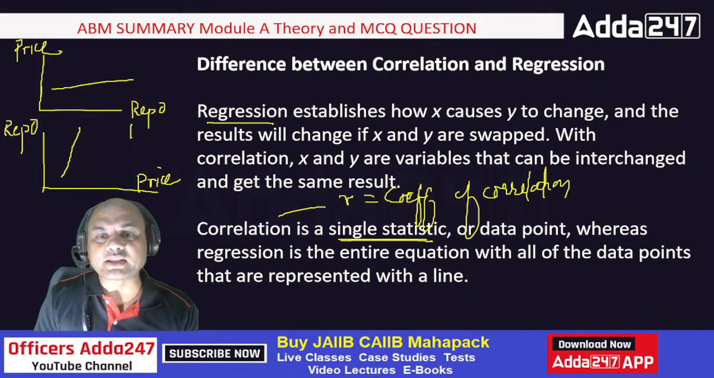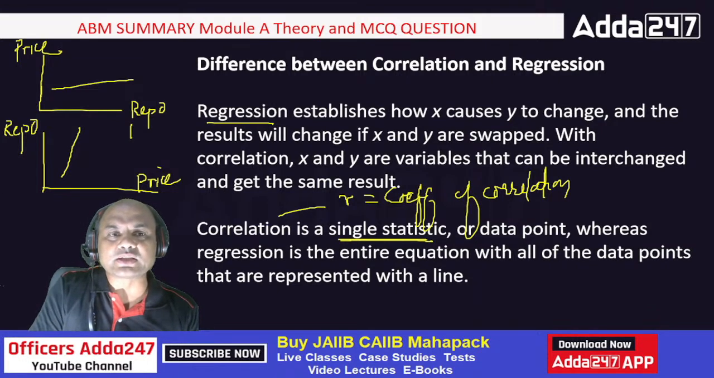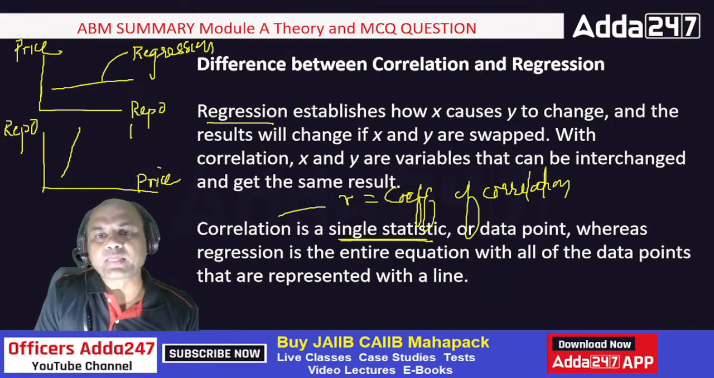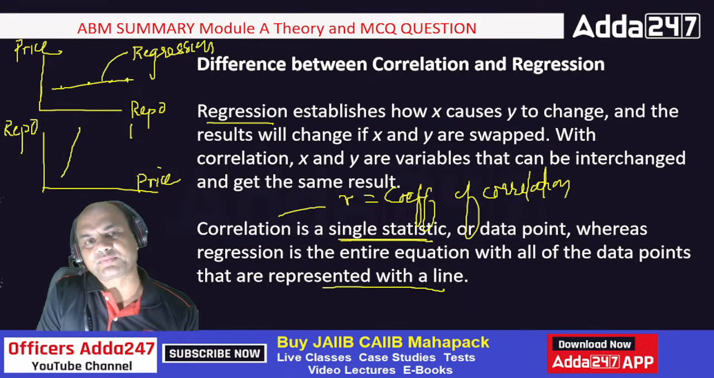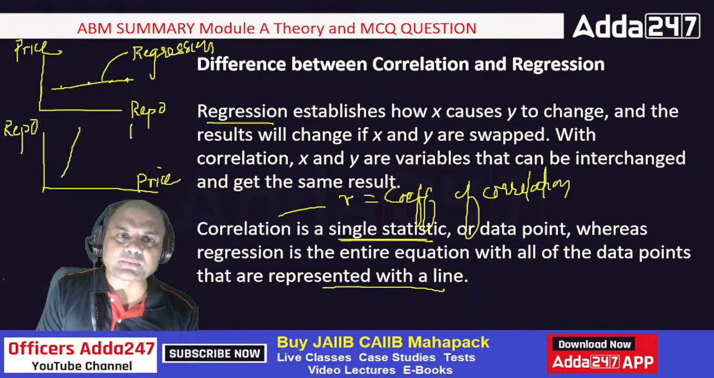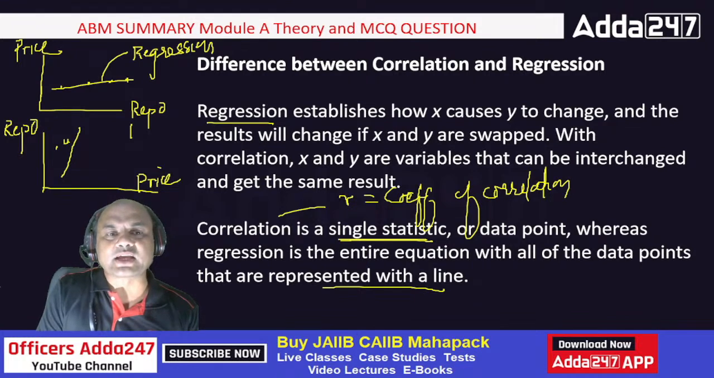Whereas regression is an entire equation. This line is known as a regression line. Why? Because it's a line. It's not a single element or single point. Regression is an entire equation with all the data points that are represented with the line. All the points on the line will prepare this regression line. How is this regression line prepared? Firstly, it's called a scatter diagram.